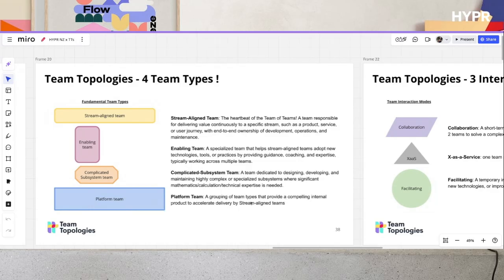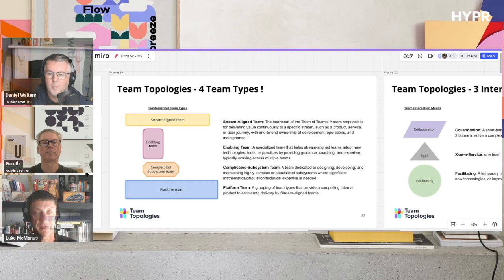A group of teams that provide compelling internal services to development teams to accelerate delivery. So that's things like infrastructure as code, environment provisioning, for example, things that the delivery teams need to do all the time, but they just need to consume it really, rather than be experts in it.